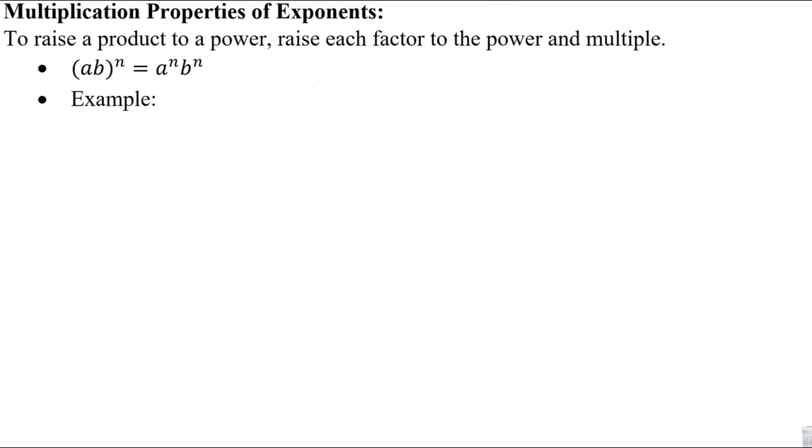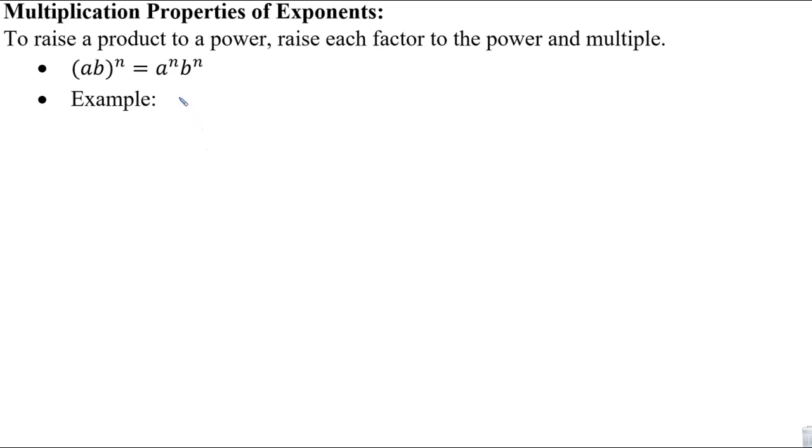Next thing we're going to talk about are some multiplication properties of exponents. And we have three of them. First one says that to raise a product to a power, raise each factor to that power and multiply. So here, if I have the quantity of a times b to the nth power, that's going to be the same thing as a to the n times b to the n. So you can think of this as kind of distributing that n to everything within those parentheses there.